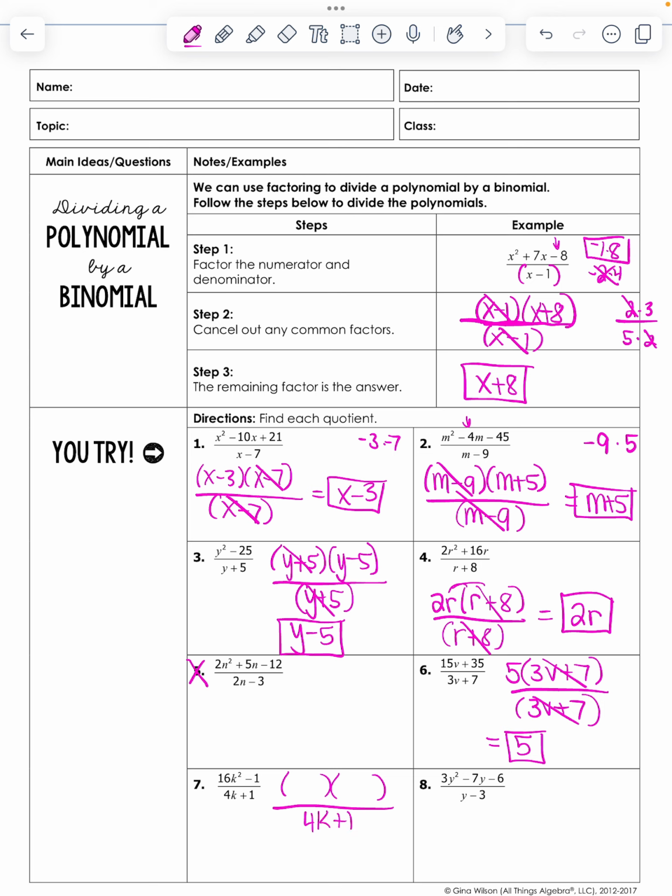4k plus 1 in the denominator cannot be factored. Let's break up the 16k squared into 4k times 4k. 1's positive, 1's negative, and break up the 1 into 1 times 1. Once we have that, we can see 4k plus 1 and 4k plus 1 cancel out. What we have left is 4k minus 1. That's our final answer.